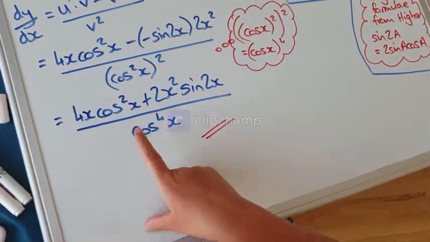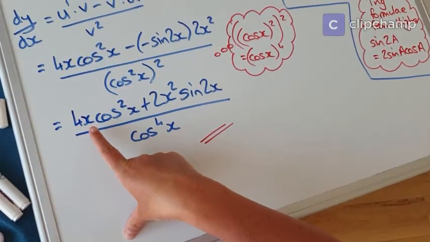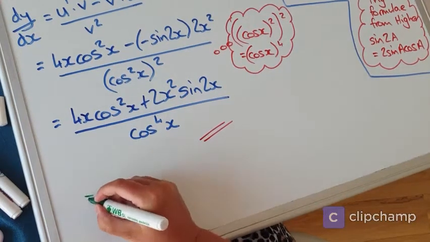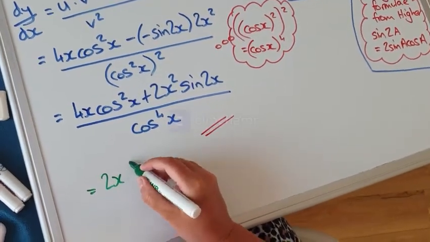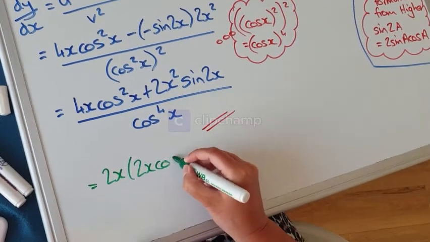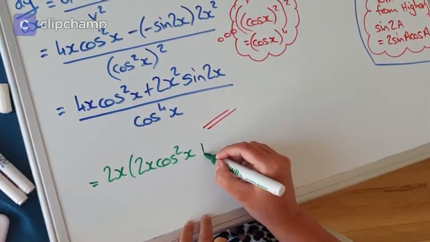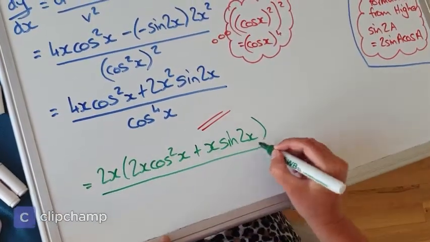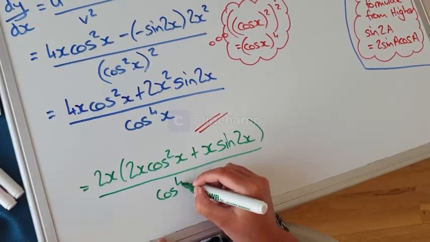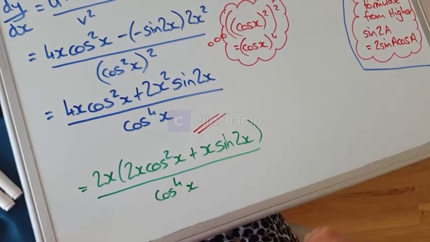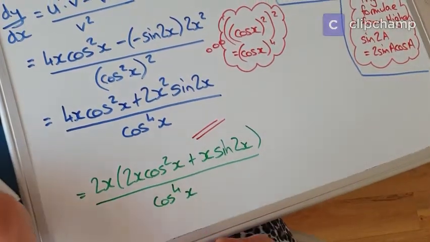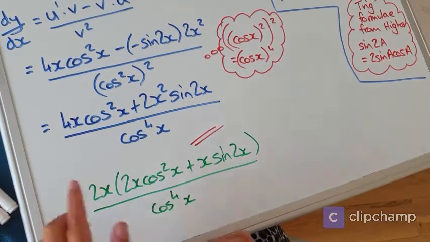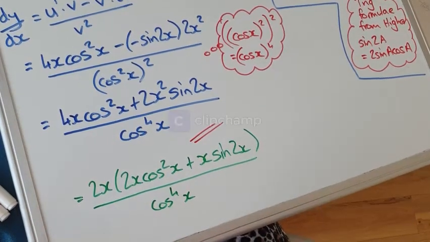I could probably take out a common factor of 2x. Again, it's not really going to make much difference, so put it in anyway to let you see. 2x, and then that would be times 2x cos squared x plus x sin 2x over cos to the 4x. I think it's absolutely fine if you leave it either way. You'll start to get a feel as you go through it for when you should probably take out the common factor. To be honest, you probably should take it out if you can. Okay.